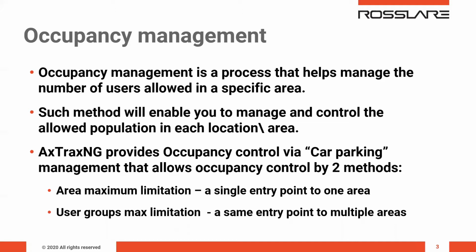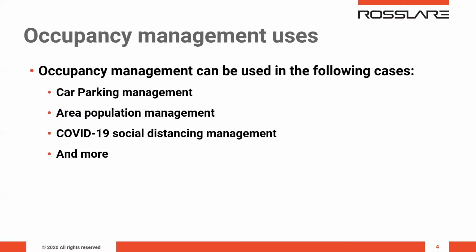AxTraxNG provides occupancy control via car parking management. This control allows you to control the occupancy by two levels, two methods. The first method is area maximum limitation, a single entry point to one area. You may have a main door and you limit it to X number of people allowed. User group max limitation gives you, for one entry point, the option to have multiple areas, and each area can have its own maximum.